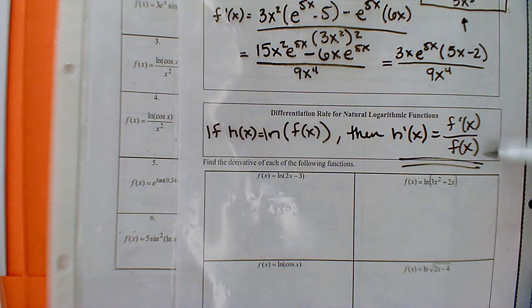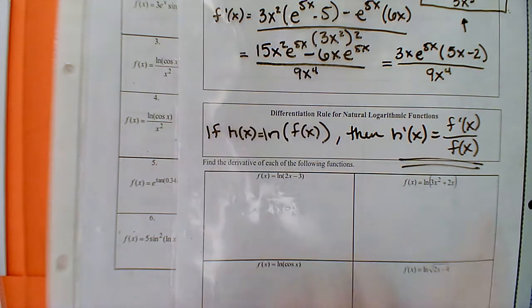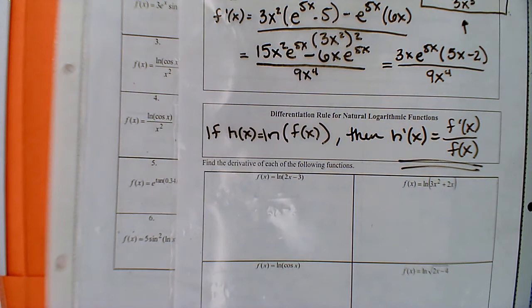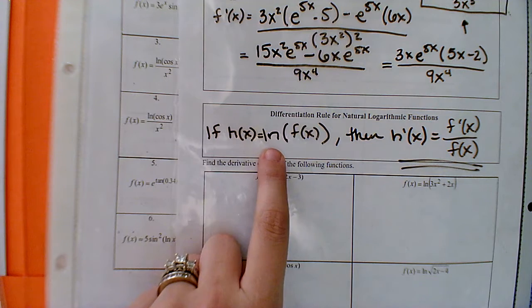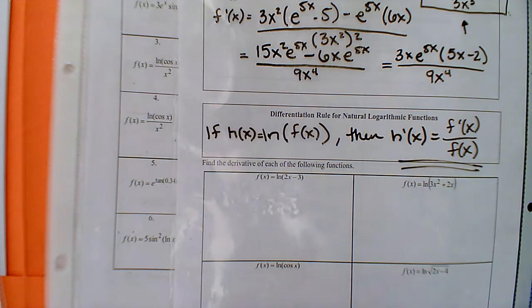Can you think about what this notation is telling you? What does the derivative of a natural log kind of look like? Can you describe it? What do you think, Liam? It's a fraction. Okay, so it's definitely a fraction, and there's no more natural log there.